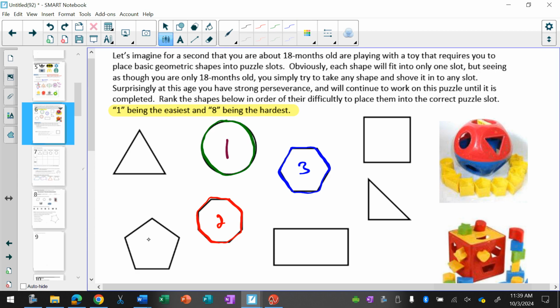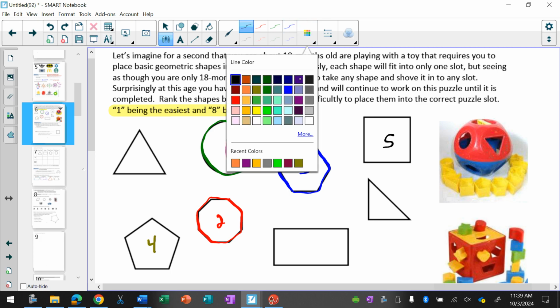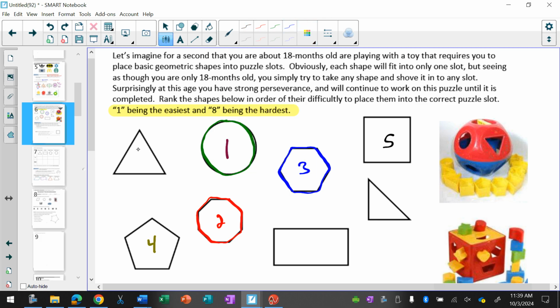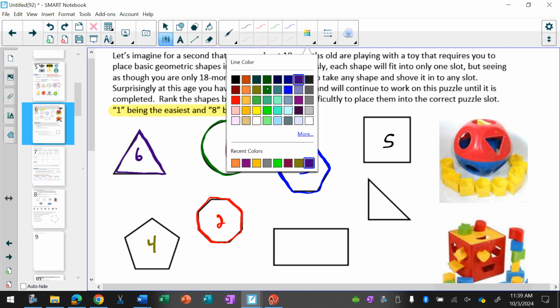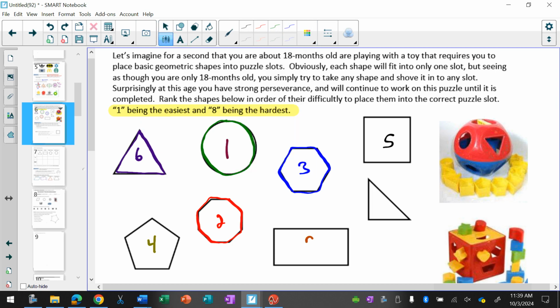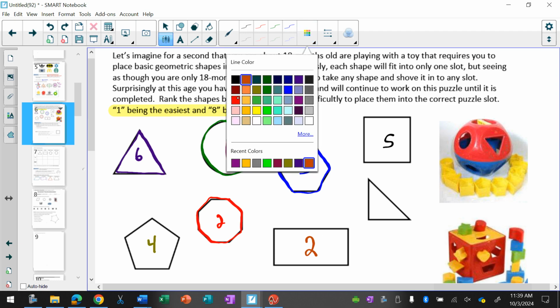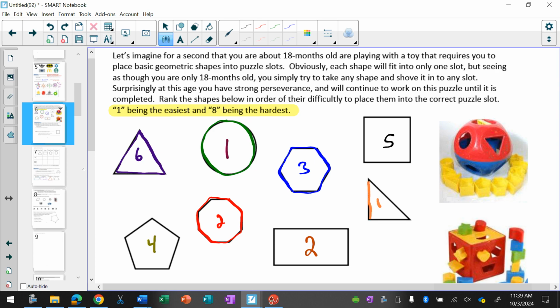our pentagon would be 4, the square should be 5, the equilateral triangle should be 6 because that fits 3 different ways. 1, 2, 3. And then the rectangle should be one of the last because that only fits in two different ways. And the very last one is the isosceles right triangle because there's only one way that fits into the puzzle hole, and that has to be perfect and exact.